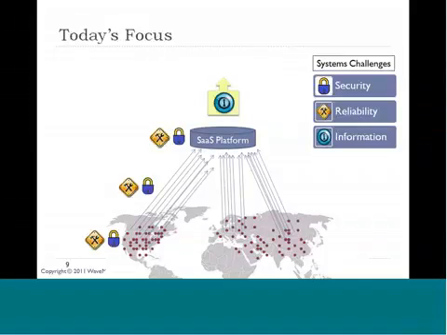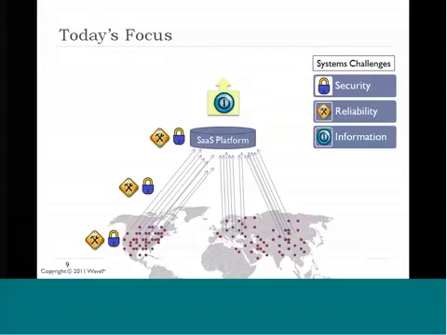The focus today is going to be as follows. We're going to focus on three systems challenges in that network. We're going to focus on security at all levels of the network, at the SaaS level, at the communication level, as well as at the nodes level. We're going to focus on reliability and uptime. And we're going to focus on information and how to get valuable information from a network that's collecting lots of data.